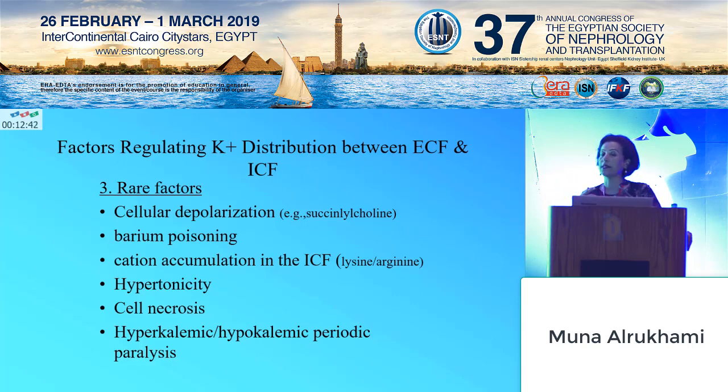That's why you develop hyperkalemia in these conditions. And hypertonicity, like with mannitol and sodium bicarb, in these conditions, it is said that for any increase in the osmolality of the blood by 10 milliosmol per kg, the potassium can increase in the extracellular space by around 0.4 to 0.8 milliequivalent per liter. With cell necrosis, of course, you will develop hyperkalemia because potassium will come out of the cell, and the hypokalemic periodic paralysis, where there is shift from inside to outside. It's sometimes genetic, sometimes acquired.